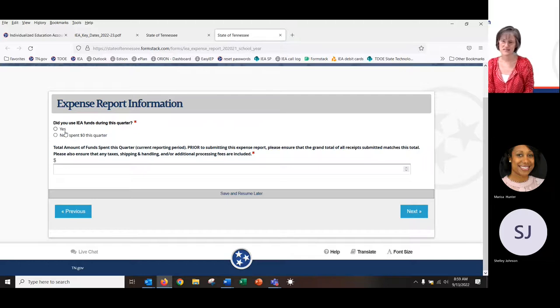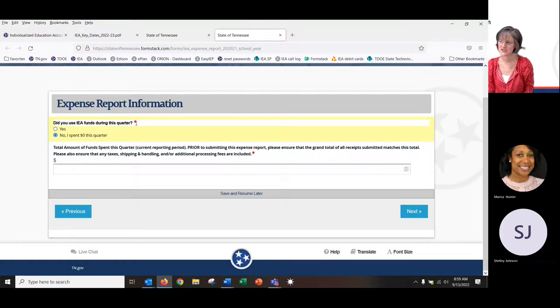Just so that you know what it looks like and how this works, even if you spent no money for this quarter, you have to enter an expense report. So if I spent zero funds in quarter one, I would just answer zero.